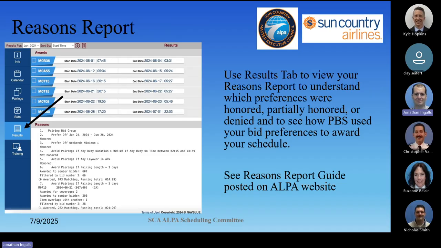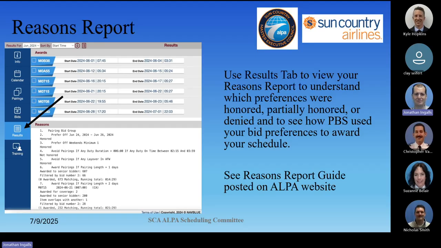The reasons report is pretty cool. When you get your schedule, if you're still logged in, below bids you'll see a tab that says results. You guys won't see it yet because we haven't published any actual awards yet. It'll show you what your schedule was, and below that is the reason why you got the schedule you got. It goes line by line through every bid line that you entered and what it did with that.